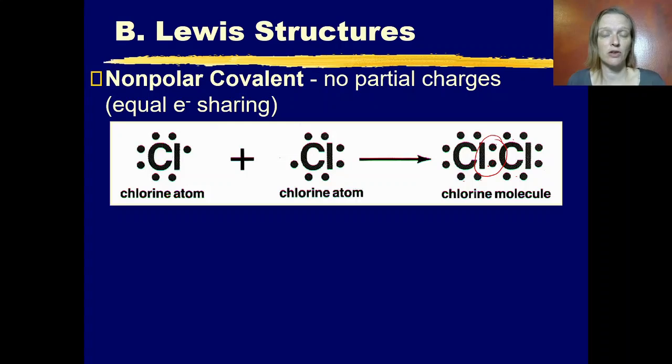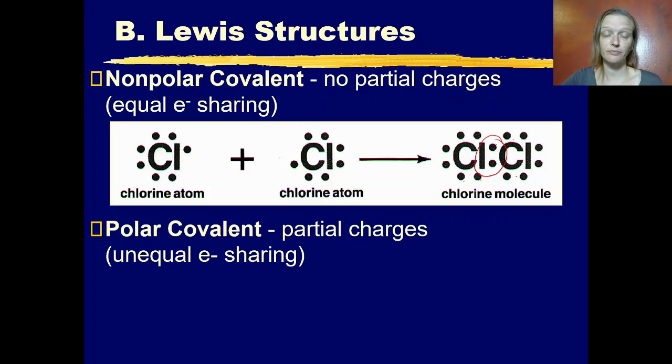Now, in this case, I have 2 chlorine atoms, and so chlorine has the same electronegativity as chlorine because it's the same atom. And so this is an example of a nonpolar covalent molecule. Because they have the same electronegativity, they fight for electrons equally, and there are no partial charges on this molecule.